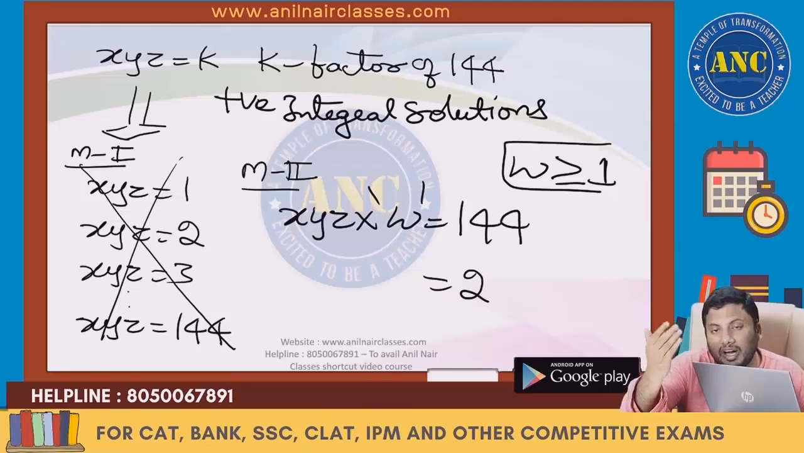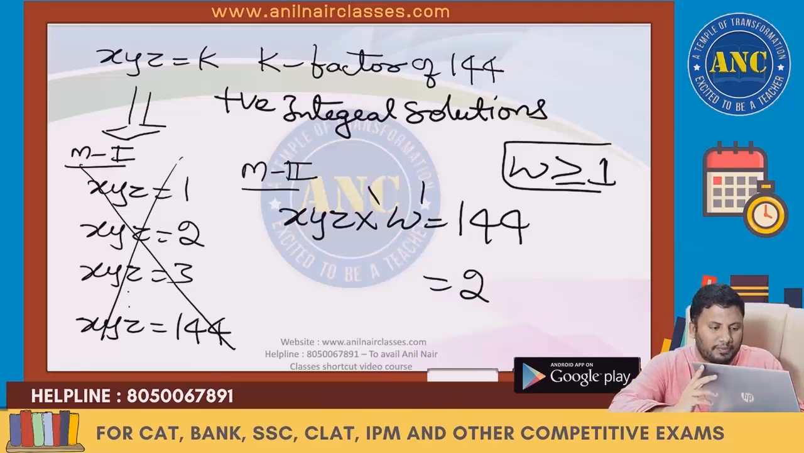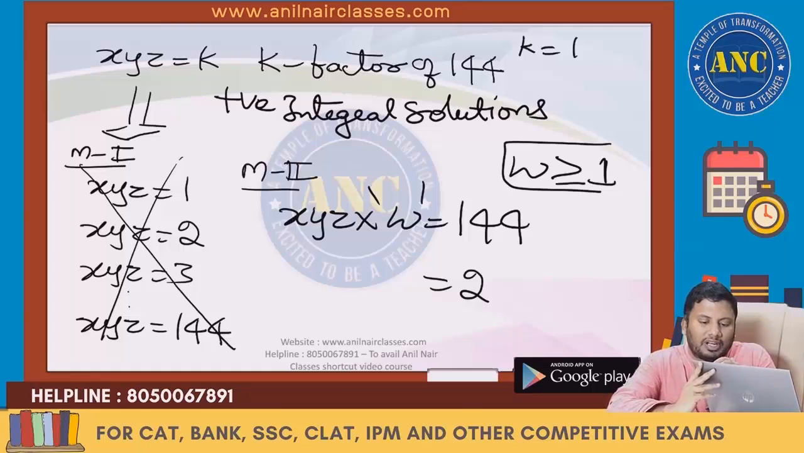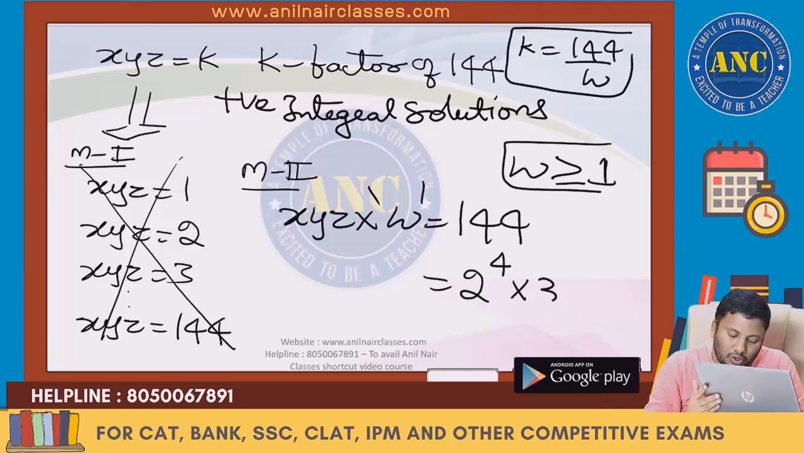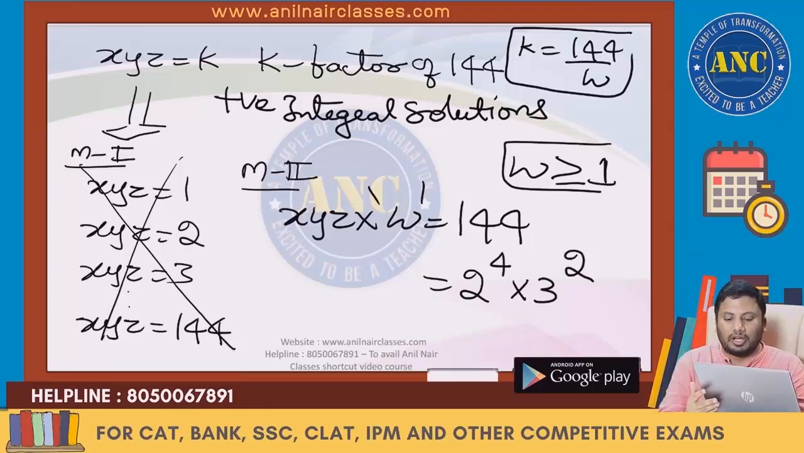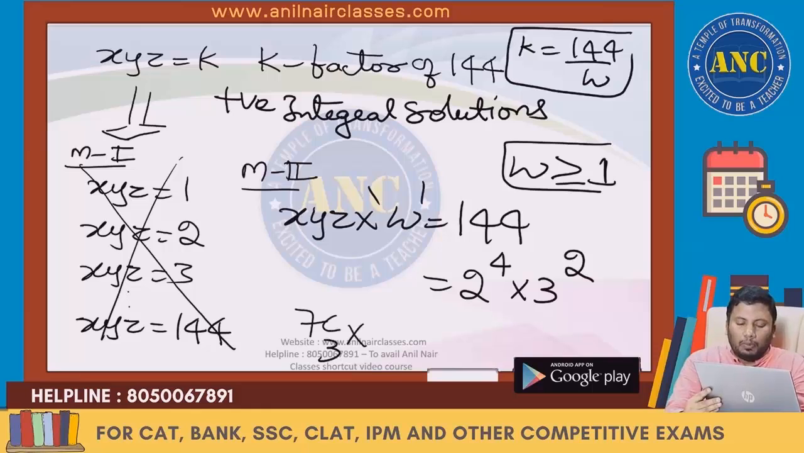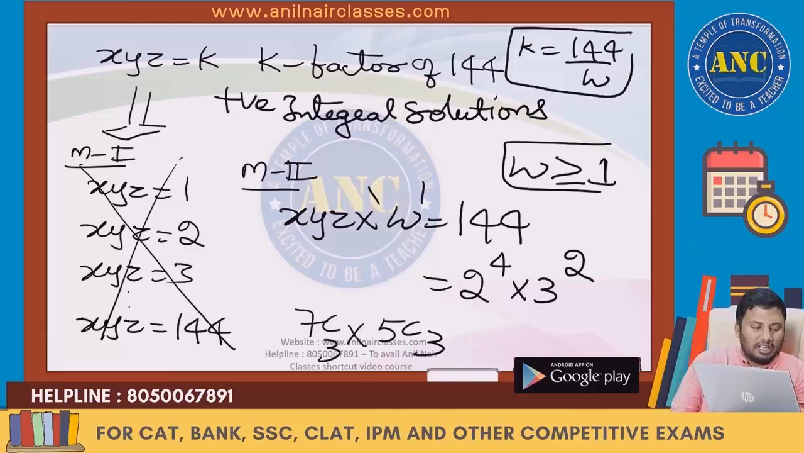What we did for less than, the same thing we can do here. In other words, K is a factor of 144, so K is of the form 144 by W. 144 is 2 power 4 into 3 square. 4 plus 4, 8. 8 is 7C3. 2 plus 4 is 6. It is 5C3. Answer is 7C3 into 5C3. I hope the idea is clear.